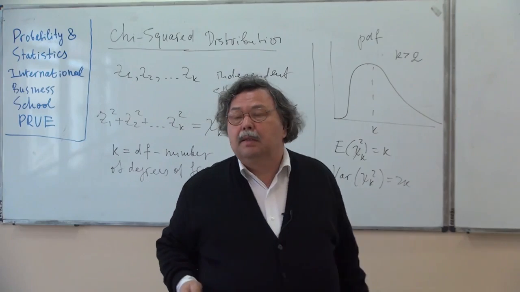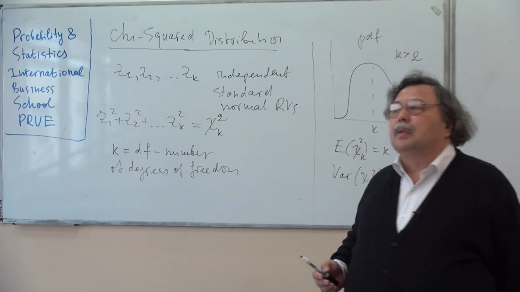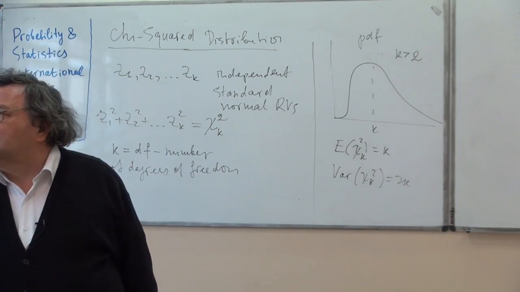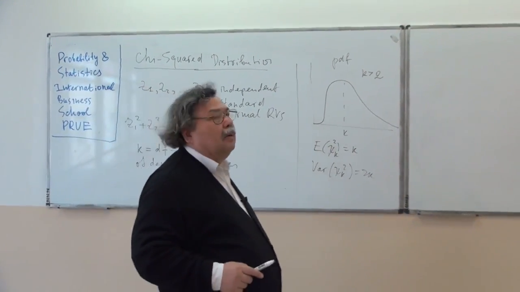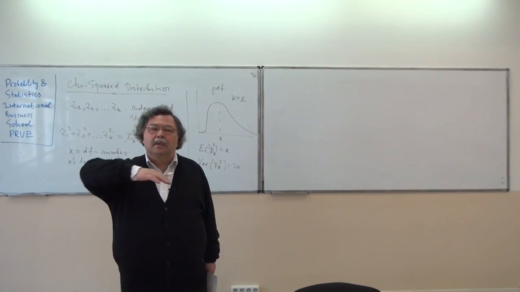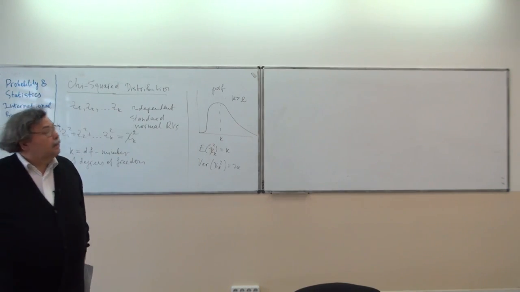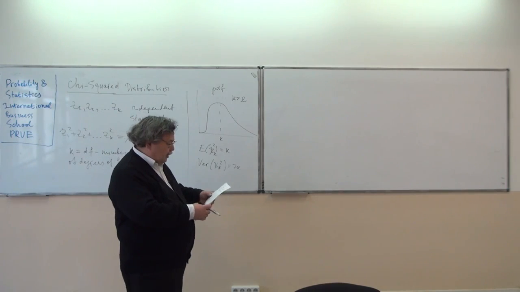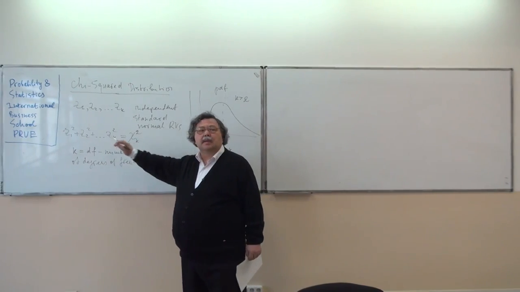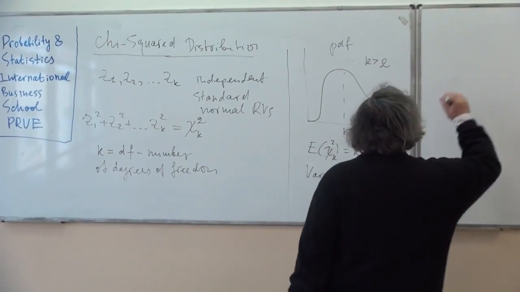Now, why do we need this distribution? Why is it important? Actually, it's extremely important. It was introduced by the famous British mathematician Pearson, who published his famous work in 1900, and that was the start of a whole new area in mathematical statistics. All right, now what is this about? First, look at this.